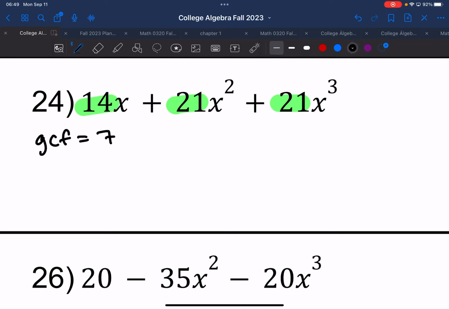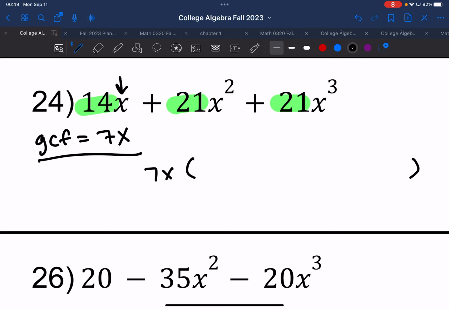And what is the largest amount of x's we can take out from all? 2? 1 or 2? 1, because of this one right here. There's only 1 here, meaning we can only take out 1 from each of them. Always the lowest one. So that means our GCF is 7x, and we're going to start dividing everything by that 7x to factor it out.